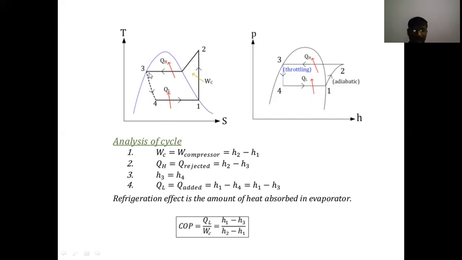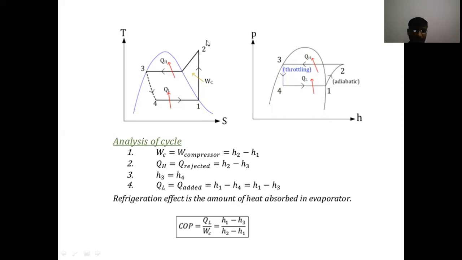Then 3 to 4. This is a constant pressure line on the TS diagram. Here the constant pressure line is a horizontal line. Whether the condition is in the wet region or superheated region, the constant pressure line is represented as a horizontal line. But in this TS diagram, the constant pressure line coincides with the constant temperature line in the wet region, and also the constant pressure line is an inclined line in the superheated region.